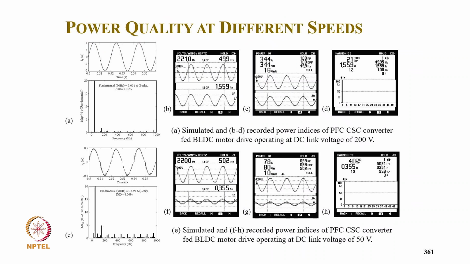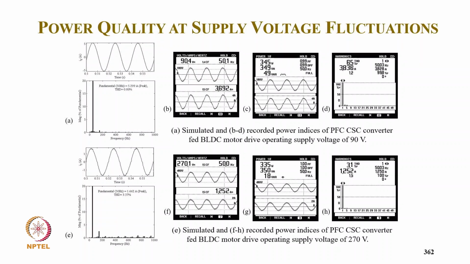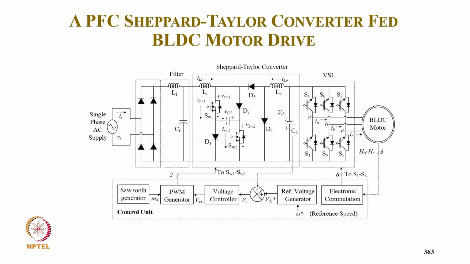We have a THD at 220 volt at full load of 2.1% in supply current and unity power factor, and at 50 volt DC link at light load of 78 watt we get 4% THD with 0.99 power factor, and at 90 volt also we get THD of 6.5% with 0.99 power factor, and at 270 also we get 3.1% THD with unity power factor.